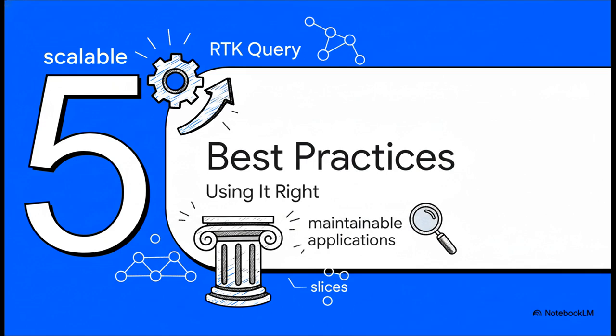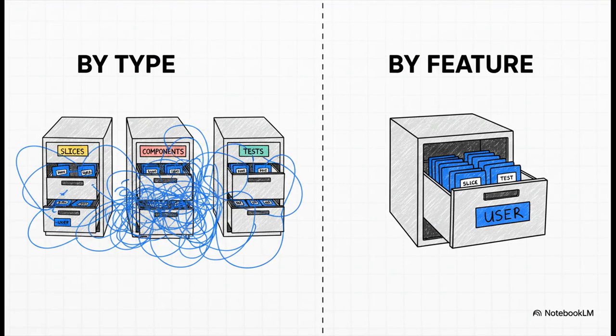Let's quickly go over a few best practices to make sure you're building apps that are easy to scale and maintain. First up, structure your code by feature, not by what type of file it is. That means your user slice, your user components, your user tests, they all live together inside a user folder. This makes so much more sense when your app starts to get big.